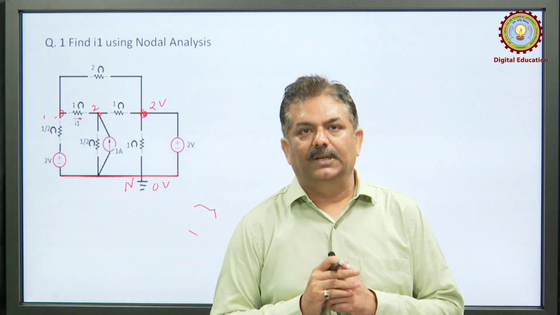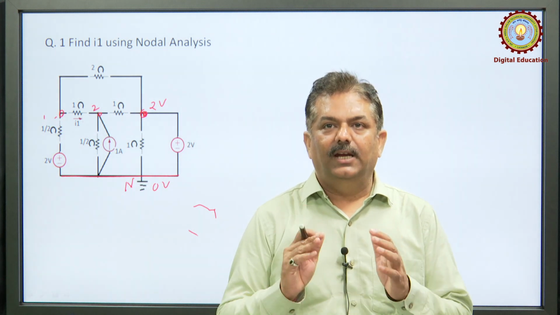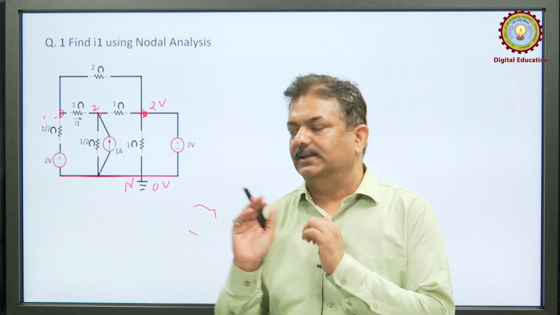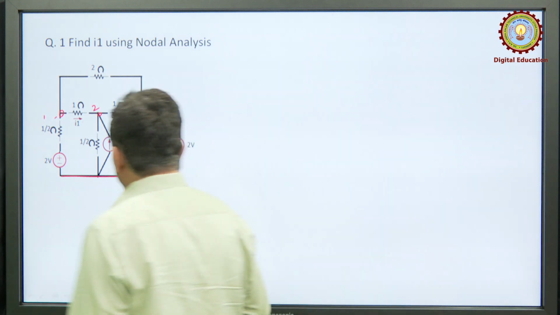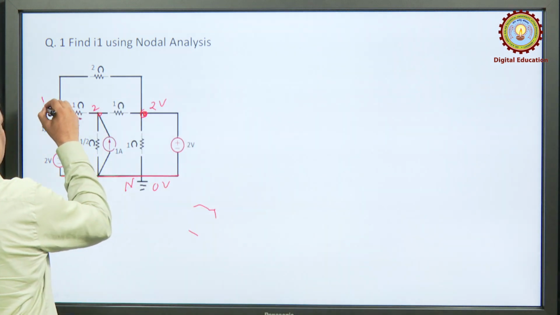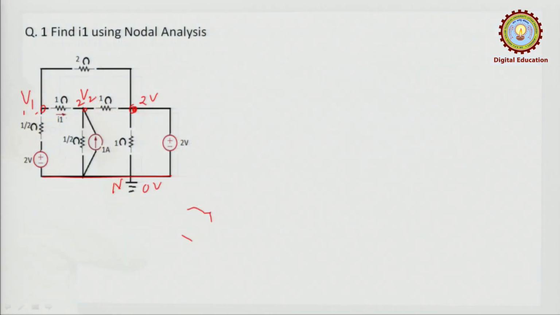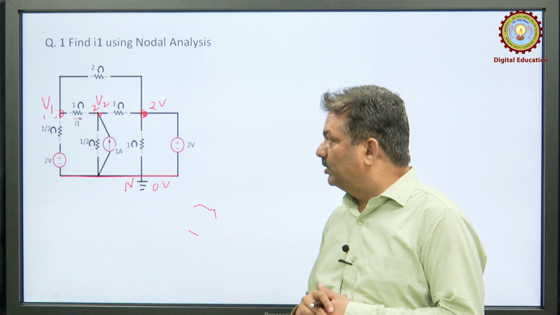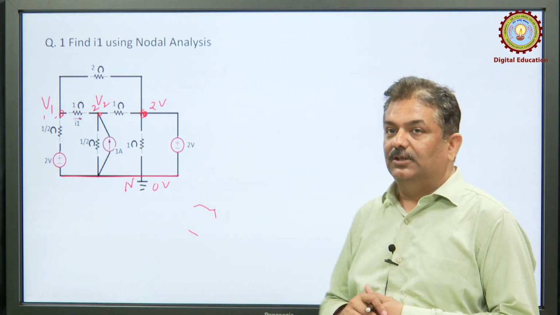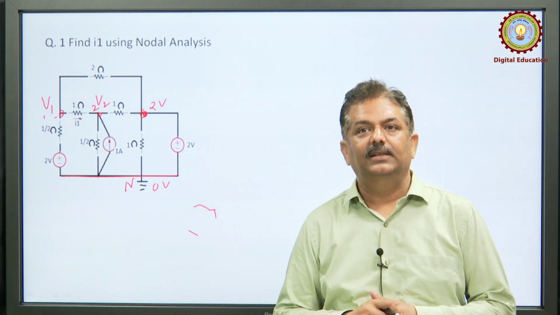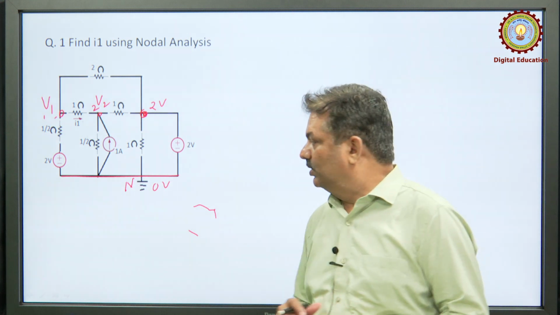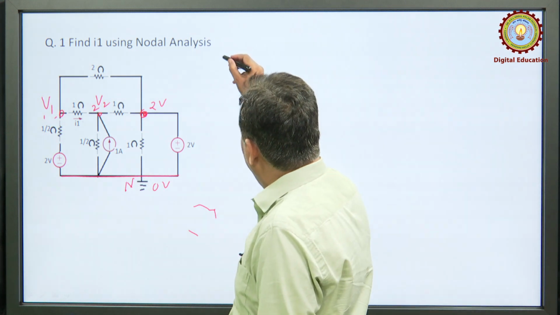The second step is to assign independent node voltages. Let us assign the voltage of independent node 1 as V1 and the voltage of independent node 2 as V2. After assigning the independent node voltages, the third step is to write KCL at each independent node. So, let us write KCL at node 1.